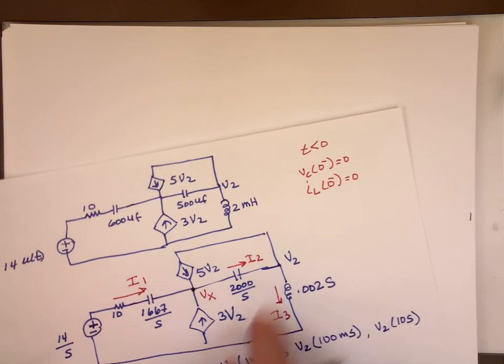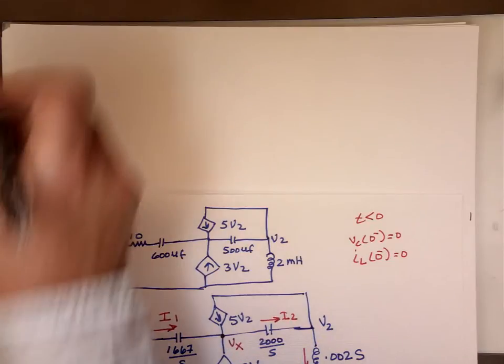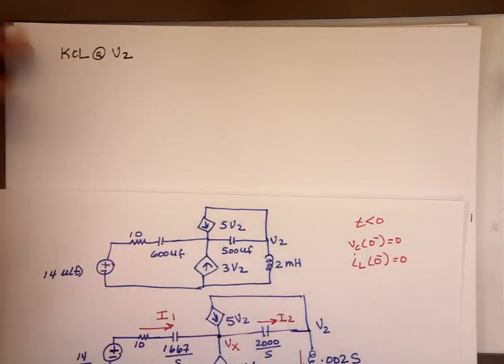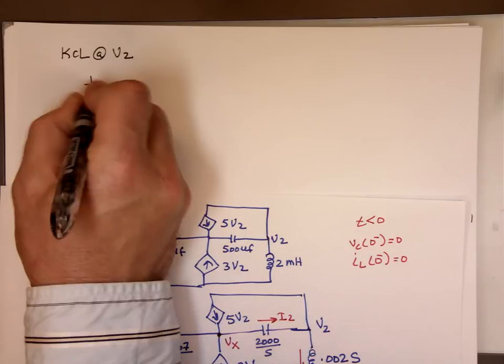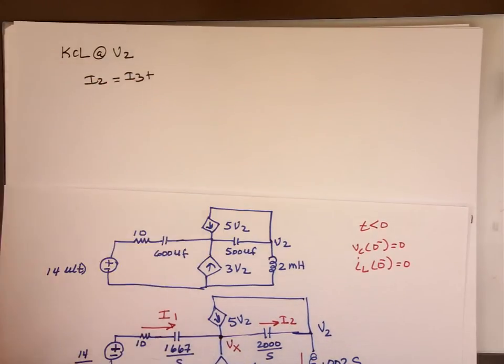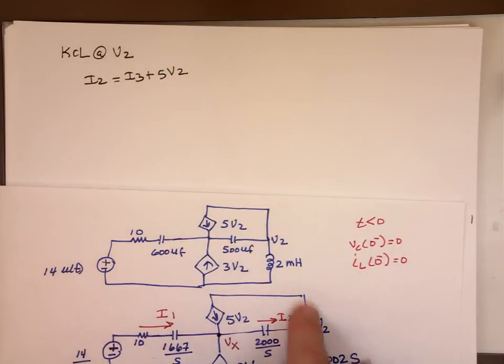The other equation I can use is right here. KCL at this node, at V2. What's going to that node? This node. I sub 2 is going to it, and what's leaving? I sub 3 plus what? 5 V2. This current is coming up, so it's leaving that. This is going in, this is coming out.